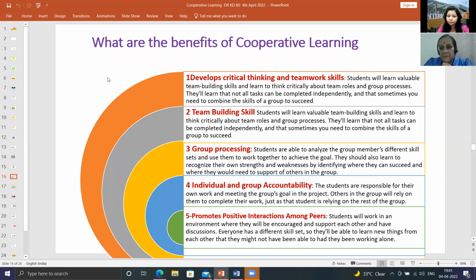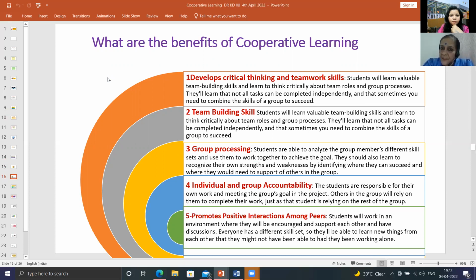Then what are the benefits of cooperative learning? Why are we utilizing this in the present scenario? Because it develops critical thinking and teamwork skills. Students will learn team building skills and learn to think critically about team roles and group process. They will learn that not all tasks can be completed independently and that sometimes they need to combine the skills of a group to succeed.